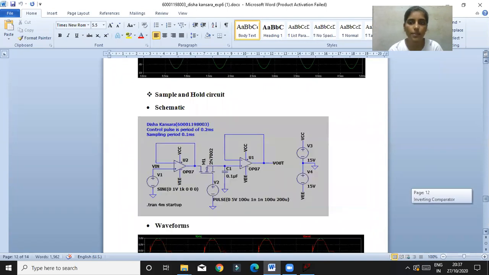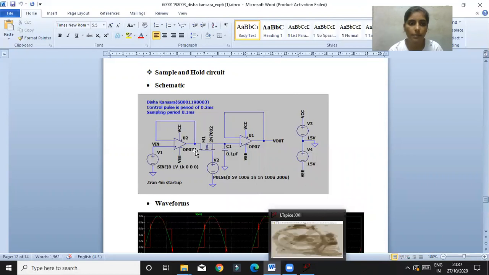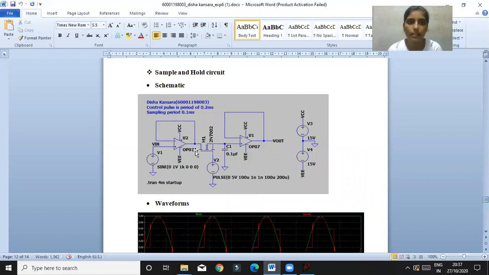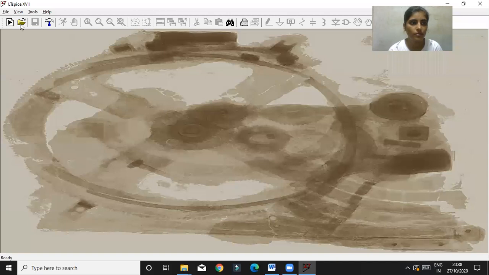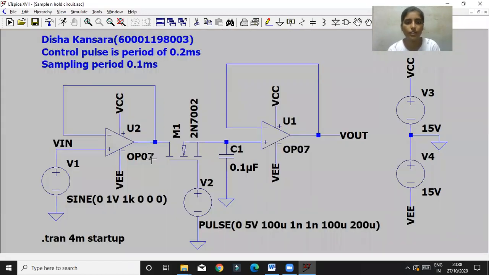For the last one, the sample and hold circuit, this is my circuit. My control pulse has a period of 0.2 milliseconds and the sampling period is 0.1 milliseconds, where I applied a sine wave. The input is 1 volt and the frequency is 1 kilohertz. So this is the circuit of the sample and hold.